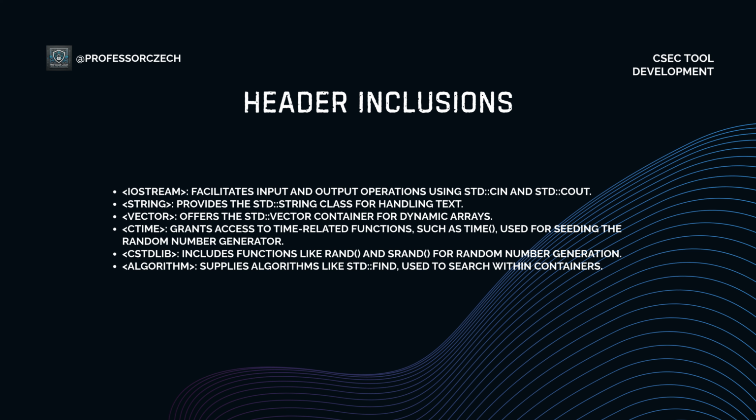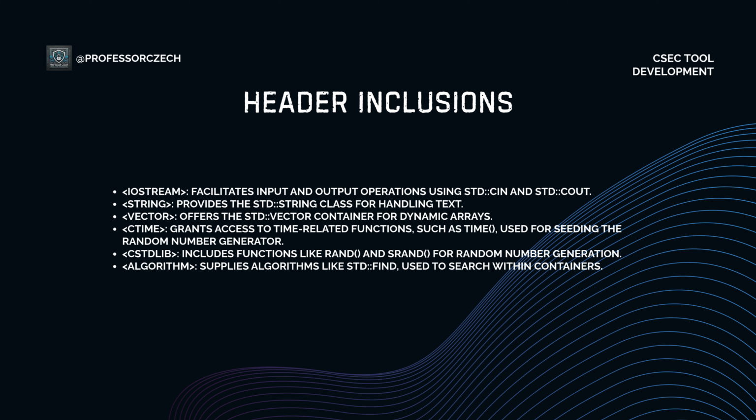So the iostream facilitates input and output operations using the cin and cout operators and others. We have our string, which provides the string class for handling text. Vector offers the standard vector container for dynamic arrays. And ctime grants access to time related functions such as time itself, used for seeding the random number generator.